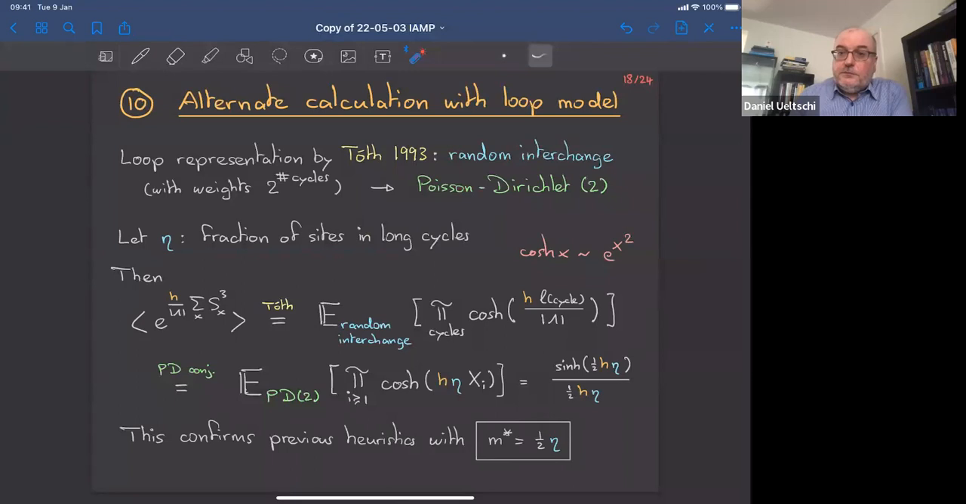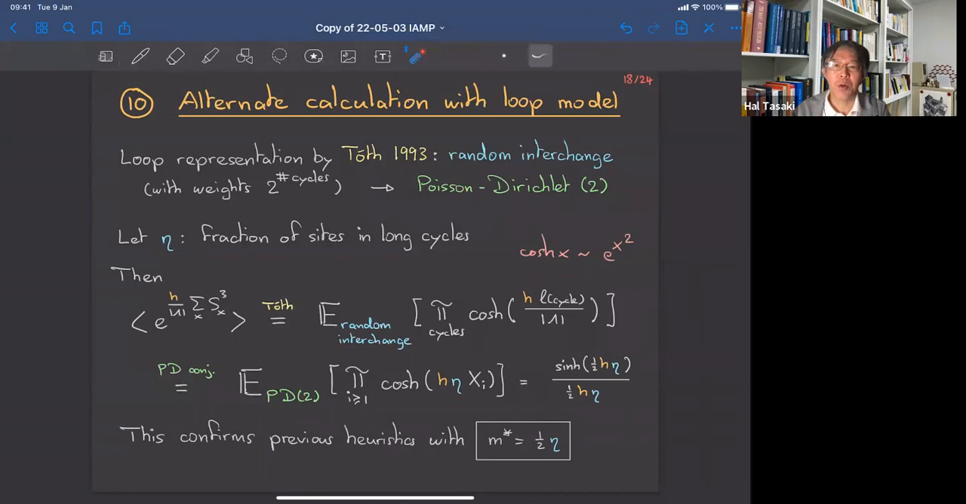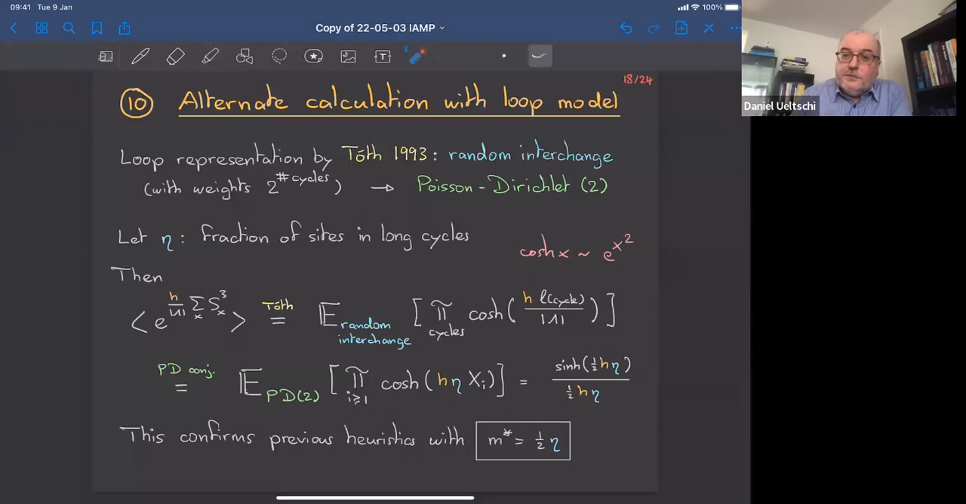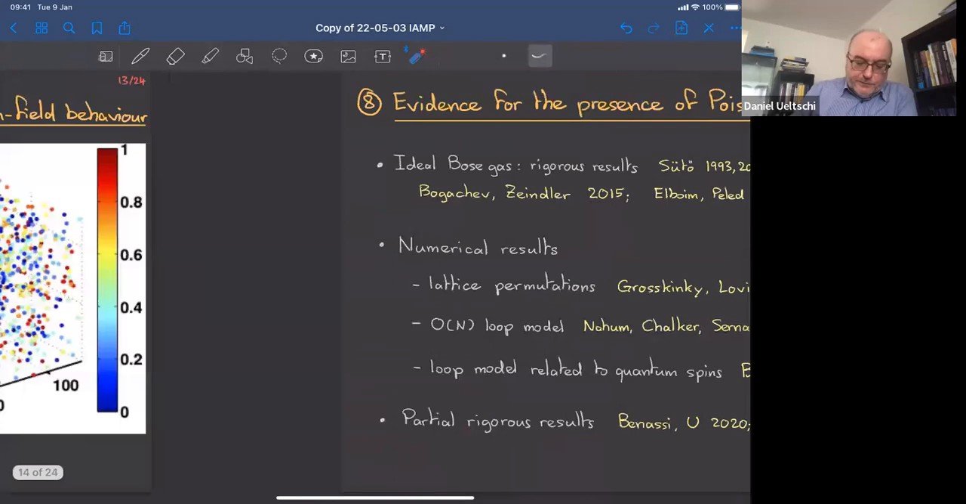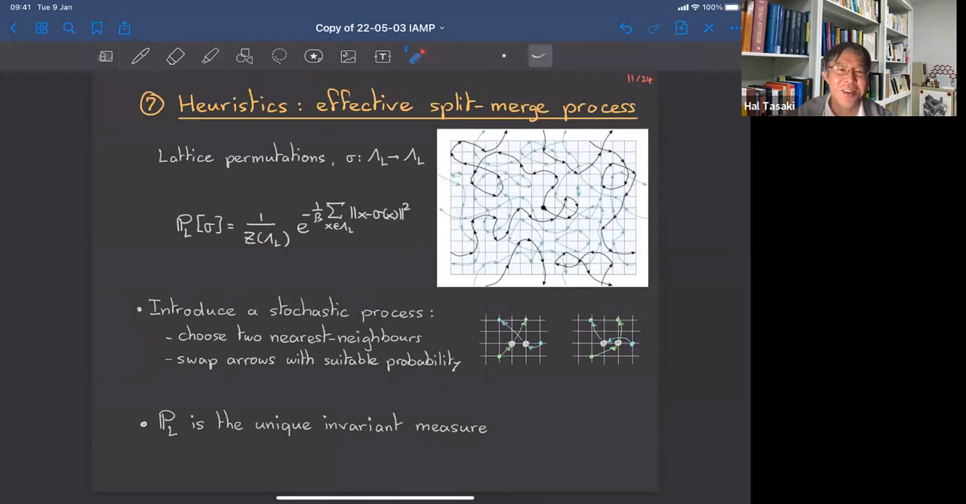That's confusing, because if you start from an O(n) classical spin system and you do the usual random loop representation, then you get this factor n to the number of loops, right? Yes. And in this random permutation model, you don't. Oh, you have. You have factor two. You do have. You have two orientations per loop. That's right. So it corresponds to n equal two.